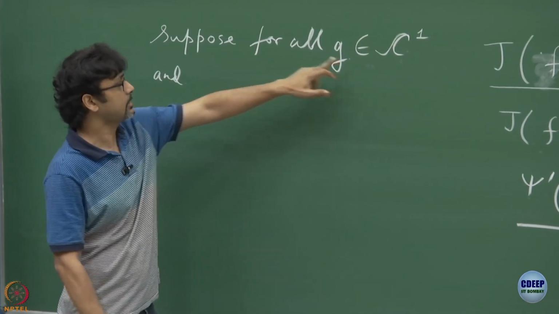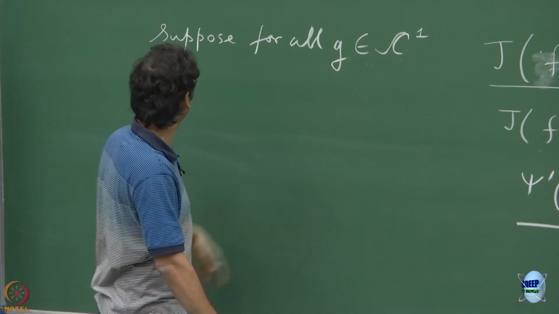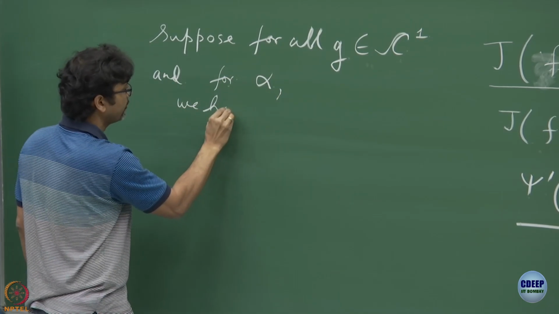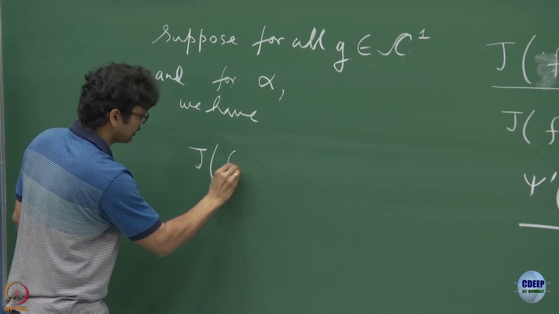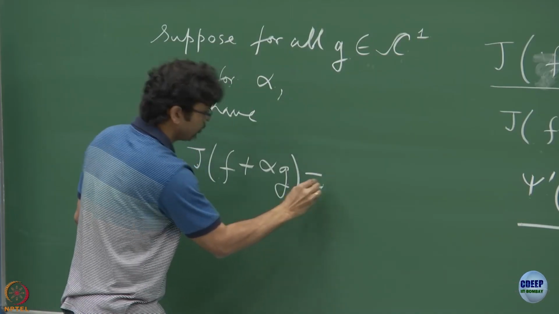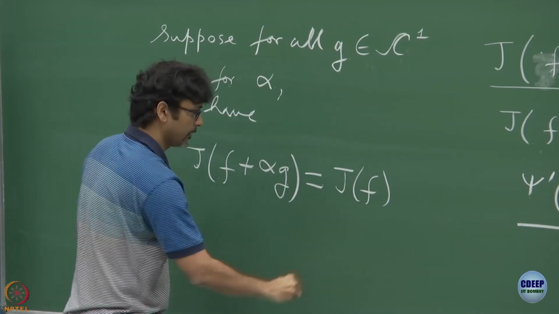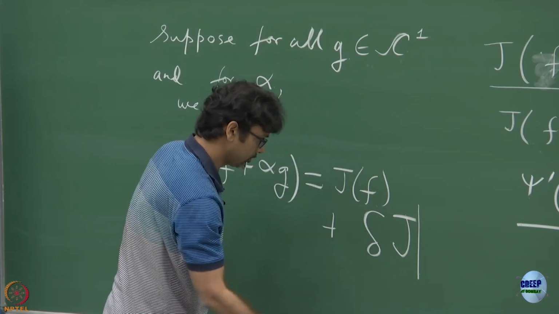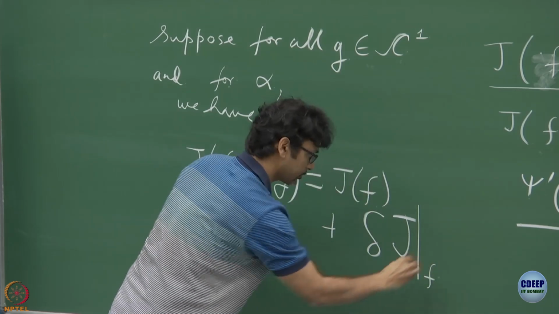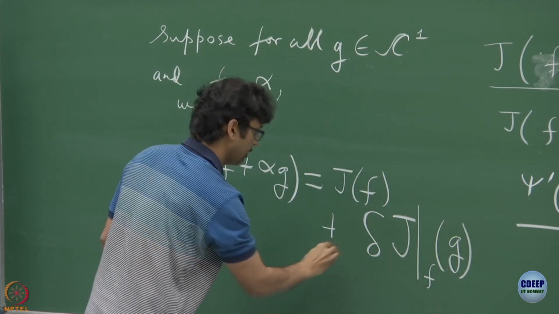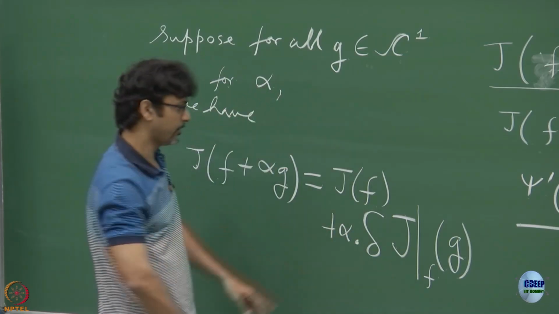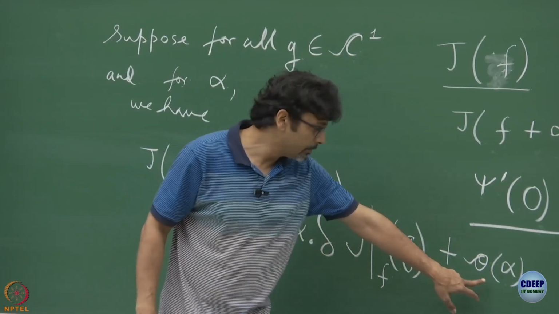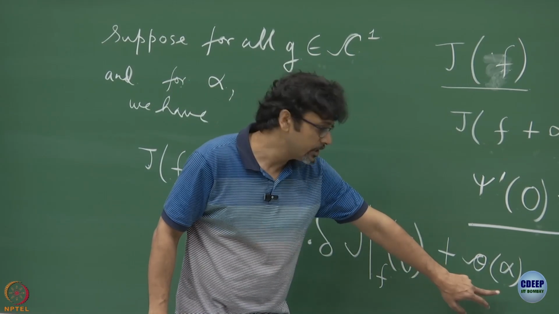So what does it mean? Suppose for this g that you have chosen with g(a) equal to g(b) equal to 0, and for alpha we have J of f plus alpha g is equal to J of f plus, this is a notation that we shall be using, evaluated at f along the direction of g, alpha times this, plus higher order terms in alpha such that again the limit of o(alpha) by alpha as alpha tends to 0 vanishes. So these terms grow at a rate faster than alpha.